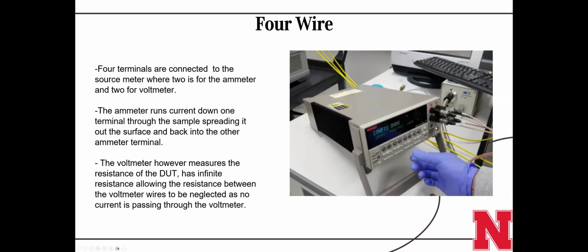The ammeter runs current down one terminal, and through the sample, spreading out over the surface and back into the other ammeter terminal, where the voltmeter, however, measures the resistance of the DUT as infinite resistance, allowing the resistance between the voltmeter wires to be neglected as no current is passing through it.